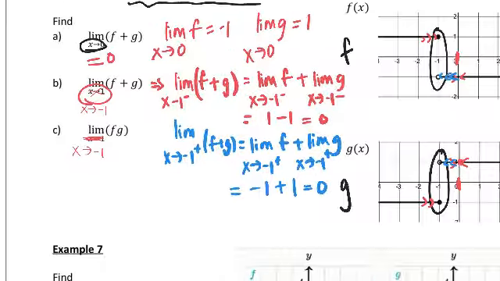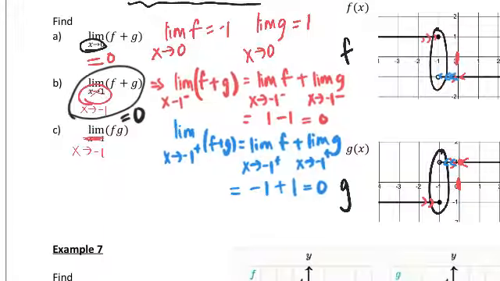Which means that this overall limit here that we started trying to calculate actually does exist. It's going to be 0 because we are approaching from the left and the right and both came out to be 0. But you do have to do a one-sided analysis to get the answer. Let's talk about the next one.